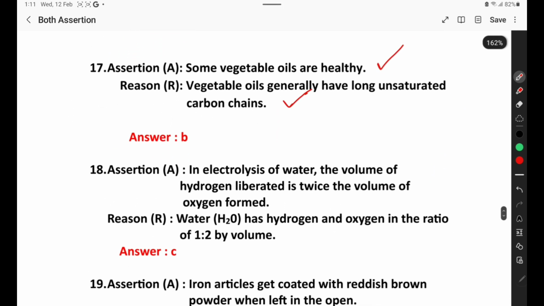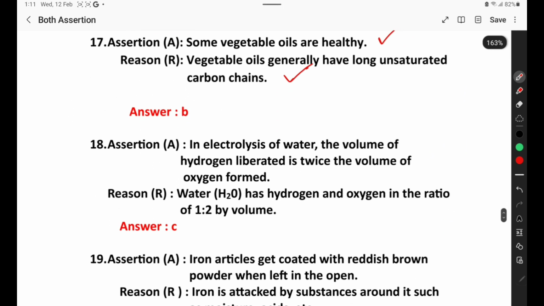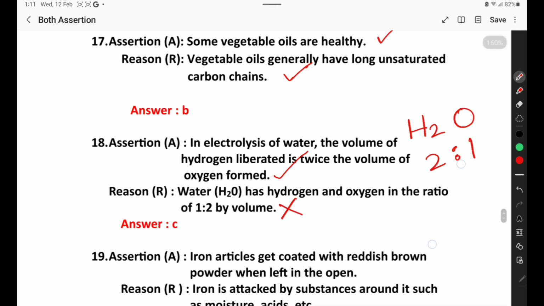In electrolysis of water, the volume of hydrogen liberated is twice the volume of oxygen formed. That's a correct statement because in water, hydrogen and oxygen are in the ratio 2:1. Water has hydrogen and oxygen in the ratio 1:2. That's wrong. It is 2:1. So our option is C.